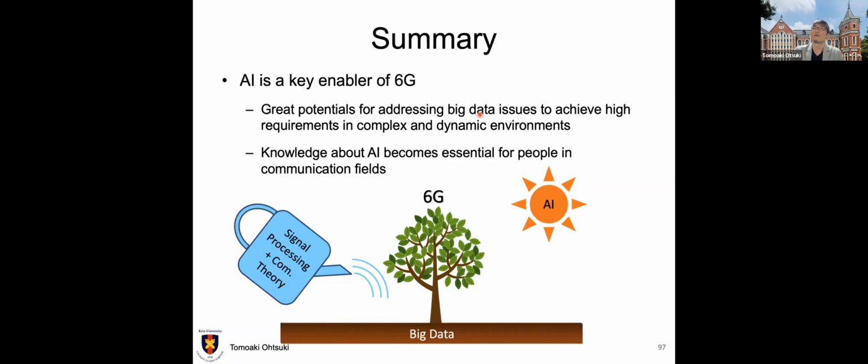Knowledge about AI also becomes essential, even for people in communication fields. It's hard for me, but I'll try. The important thing I want to say again is that AI is of course very good, and it needs data, but we need not just AI but also traditional theory. We need to combine and use those effectively, and then we can achieve good performance.